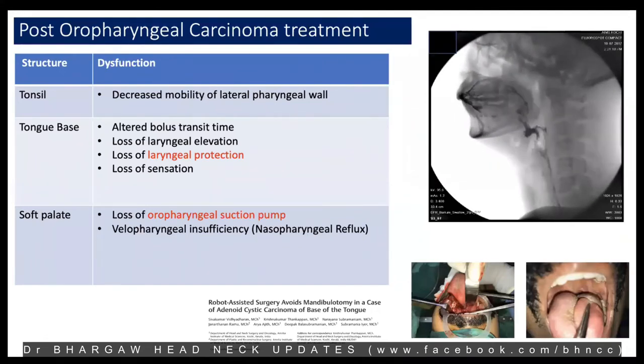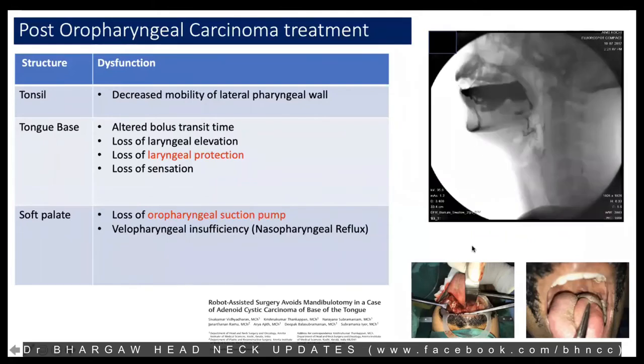Whereas with the tongue base, if the resection involves more than 50% of the tongue base, then there will definitely be loss of laryngeal protection. The patient has a high chance of aspiration, and the propulsive action of the tongue is also gone. With the soft palate, there's loss of the oropharyngeal suction pump, and the patient also has velopharyngeal insufficiency. This is mainly the negative pressure created as the food passes down into the pharynx, and that will be disrupted when operating on the soft palate.